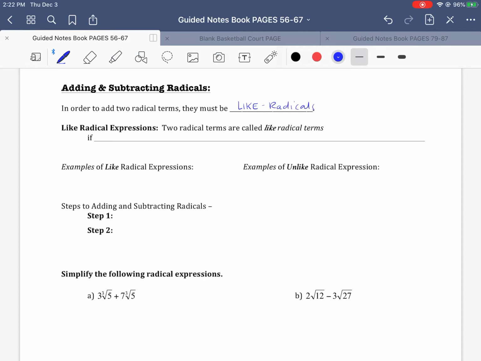Down below, we're going to define that. So like radicals are two radical terms. Two radical terms are called like radicals if they have the same index, and this is where that vocabulary is going to come in. So they have to have the same index to be like radicals. And so it can't be one or the other, both have to be true, and they have the same radicand.